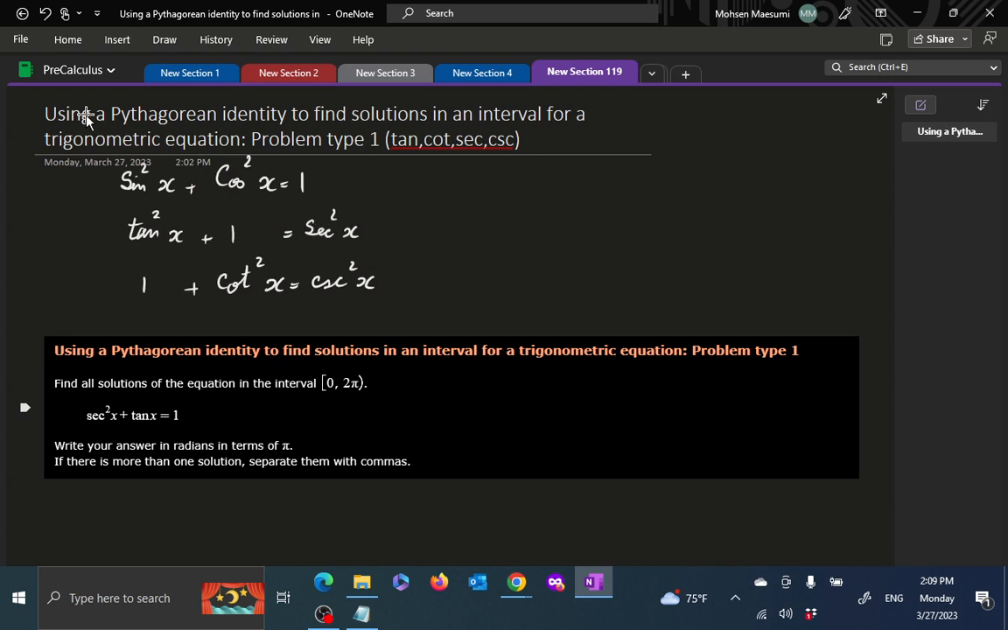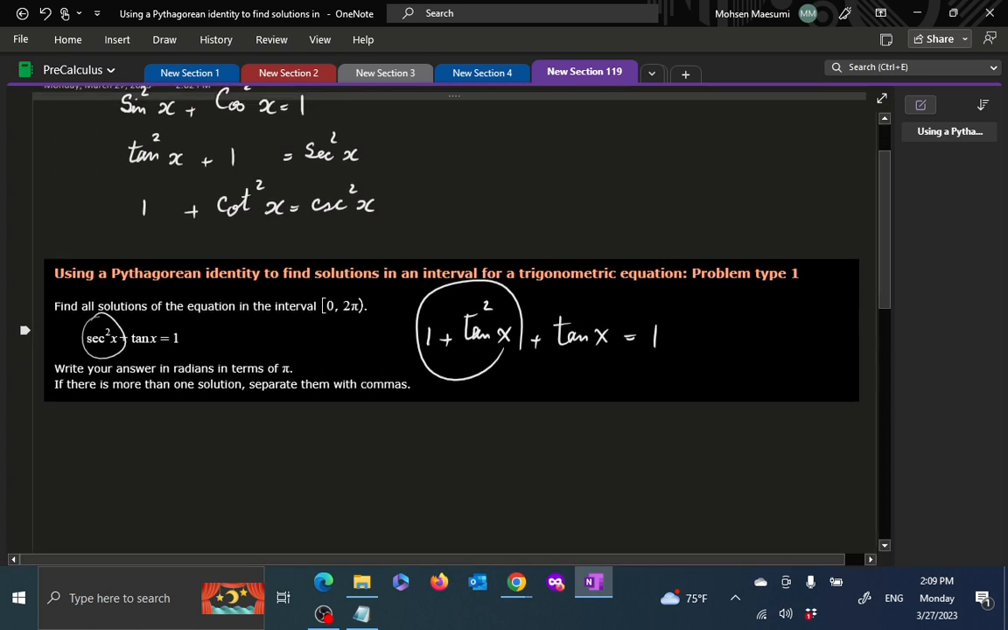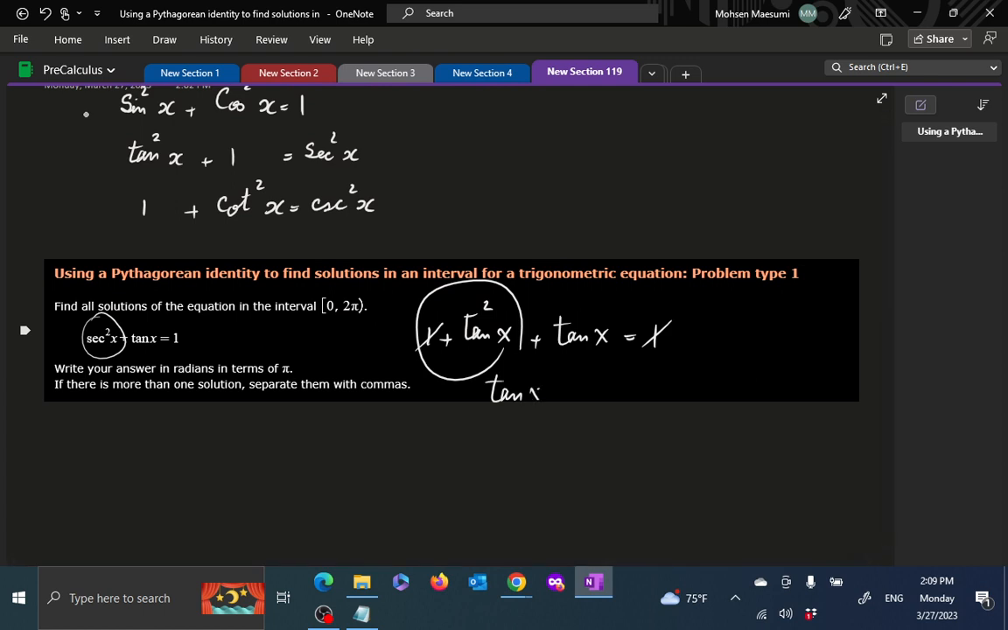Secant squared is the same as 1 plus tangent squared, so what we do is take this and replace it by 1 plus tangent squared of x. Then there is a tangent of x, so this is the replacement for secant squared, equal to 1. Now the problem is straightforward to solve. So subtract 1, factor: tangent of x times tangent of x plus 1 equals 0. So this tells us tangent of x is equal to 0, or tangent of x is equal to minus 1.